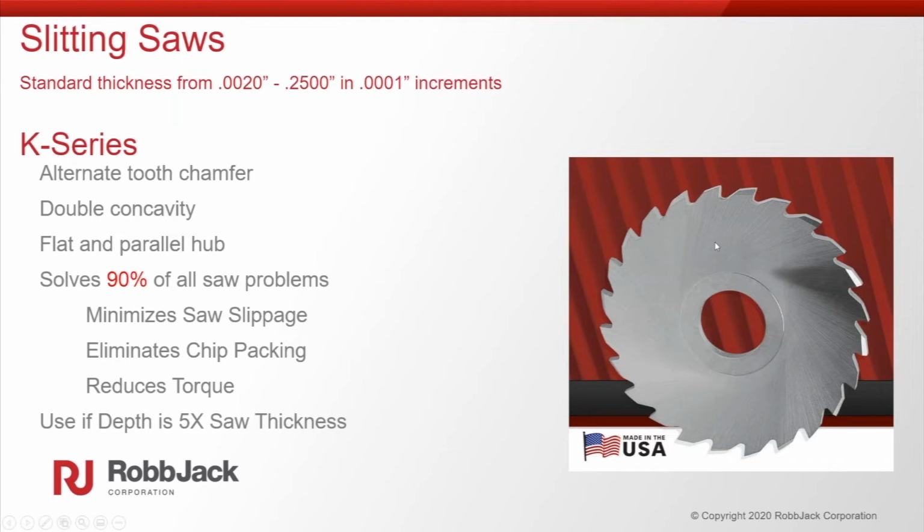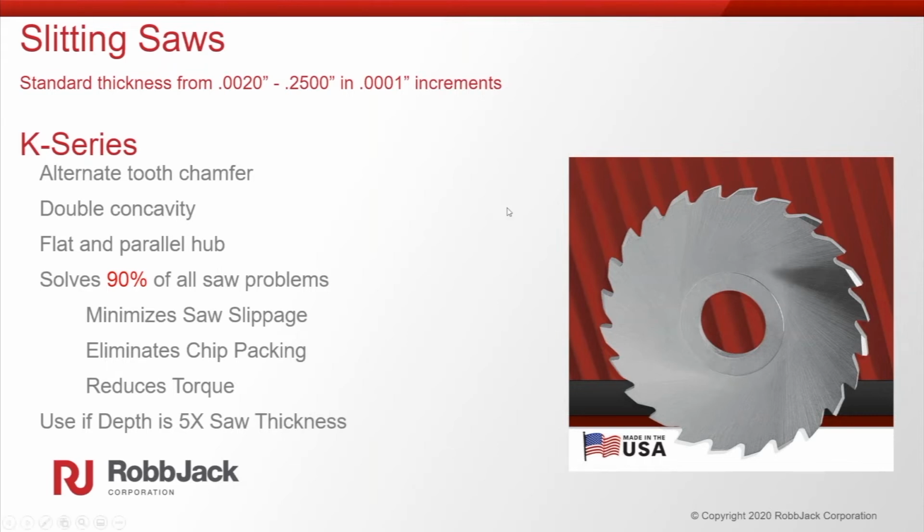When using the slitting saw, if you're cutting a 50 thousandths wide slot, the chip being produced is 50 thousandths thick, and the saw is 50 thousandths thick, and everything's being packed into that tiny little area. So what we can do is put this alternate tooth chamfer on there. If you can see the little chamfer on the teeth, it's a staggered tooth. So instead of a 50 thousandths chip in a 50 thousandths wide slot, now you're only producing a 30 thousandths wide chip, and so there's a lot more room to get the coolant in there and the chip to evacuate out of the cut.